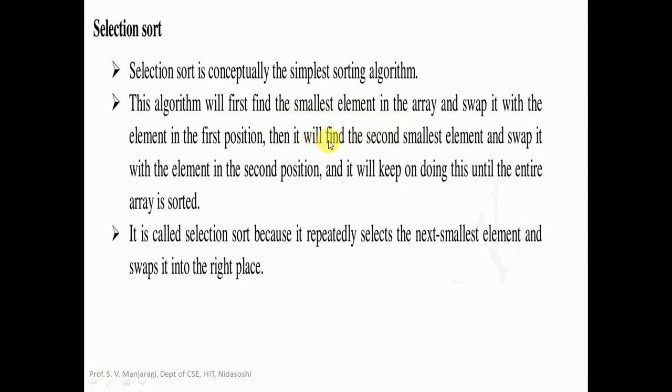In the second iteration, we find the second smallest element and swap it with the second element of the array, and that is the end of the second iteration. In the third iteration, we find the third smallest element and swap it with the third element of the array, and we repeat this until all the elements are sorted. The name is selection sort because in every iteration we select the smallest element, and that is put into the right place in the sorted array. So that is the selection sort technique.